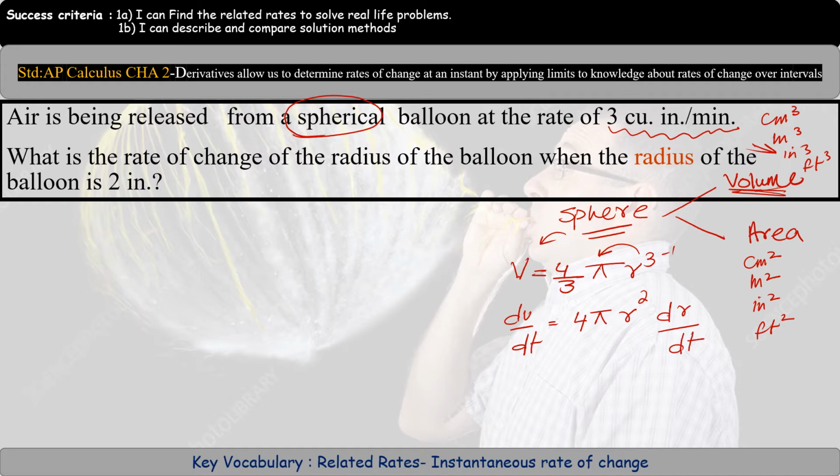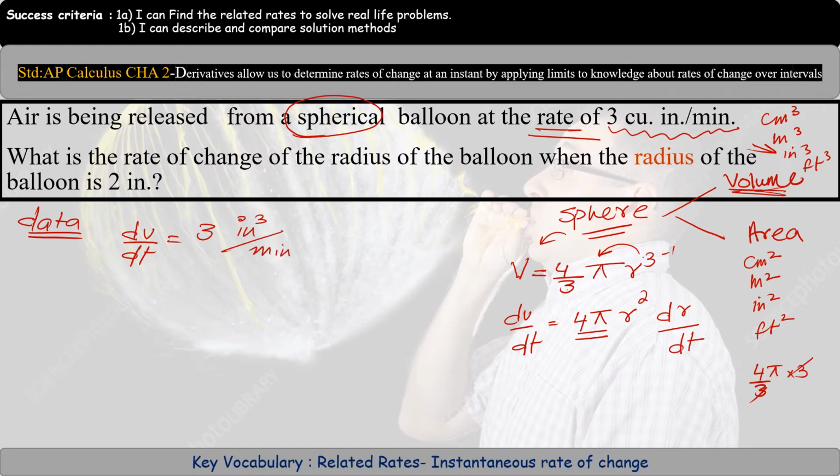Now maybe if someone's maths is not very good, they may be asking how 4 by 3 pi becomes 4 pi. You are using the power rule. On one side write down 4 by 3 pi, bring the power in front. When you simplify it, you will get 4 pi. Now write down the data which is given in the problem. So again, the rate of volume, dV by dt, is given to you, that is equal to 3 cubic inches per minute.